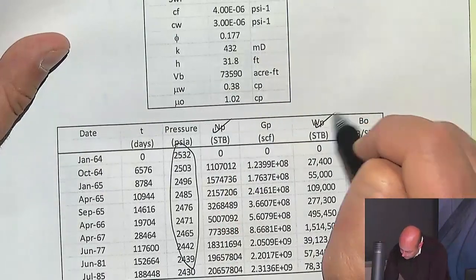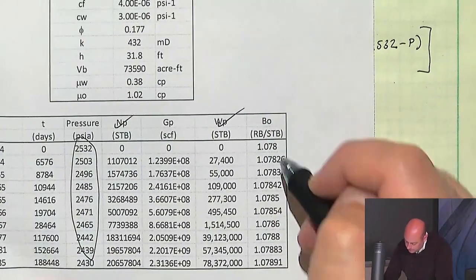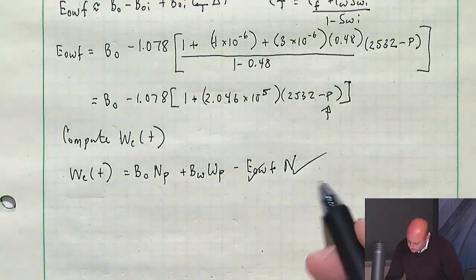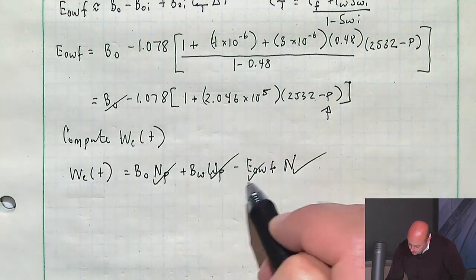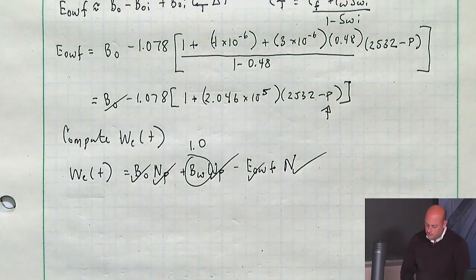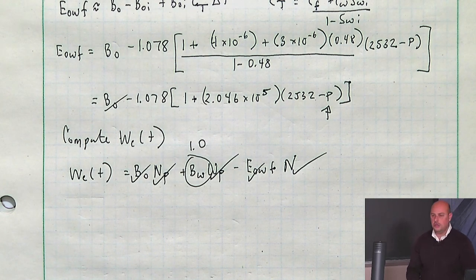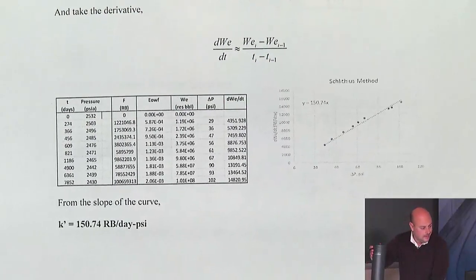NP and WP are both given. Oh, I'm sorry. We don't have to calculate BO. It's given as well. So BO is given, so you can calculate EOWF. NP, WP, BO are given. BW we can assume is 1. So what I did is, and I can share the raw table with you, but maybe you can do this on your own, is that I made my own table.